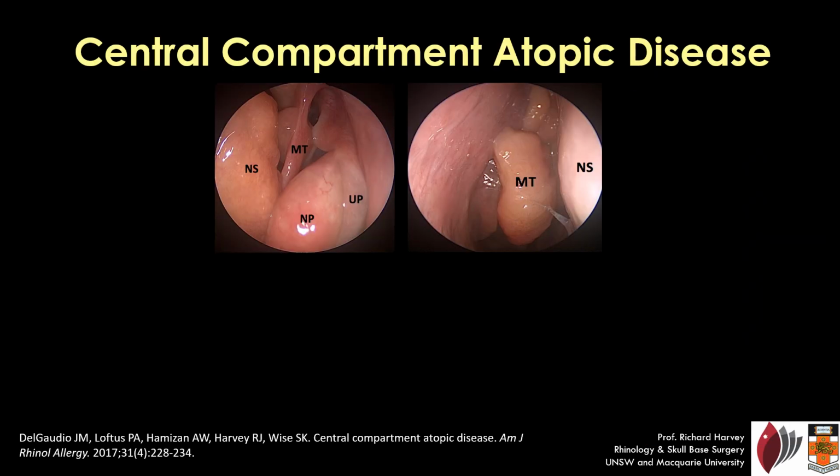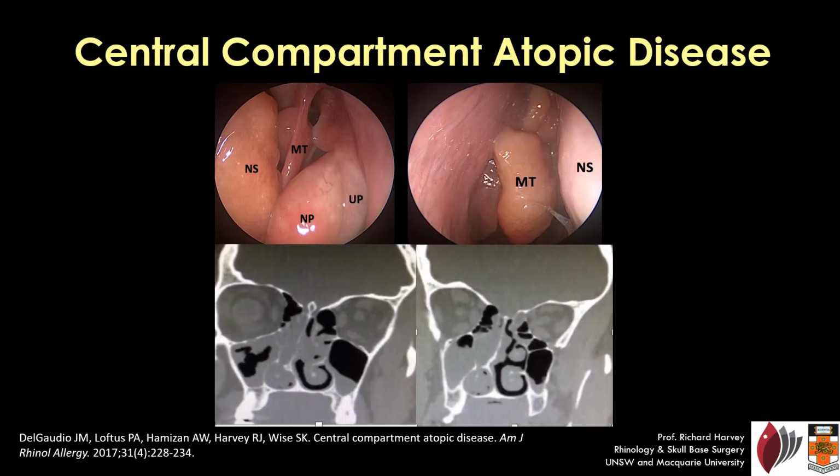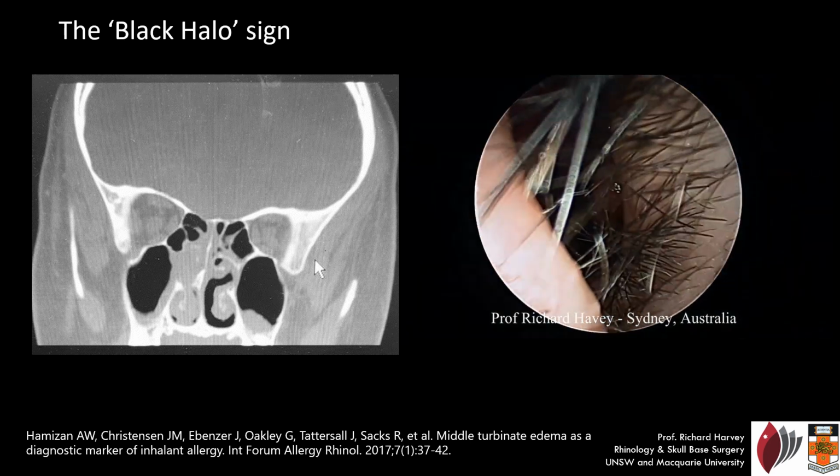And when it gets bad, it looks like this, and they get this sort of central thickening on an endoscopy, and then the central thickening shows up on a CT scan. But it is someone who's allergic who then gets changes that then look like a radiology.